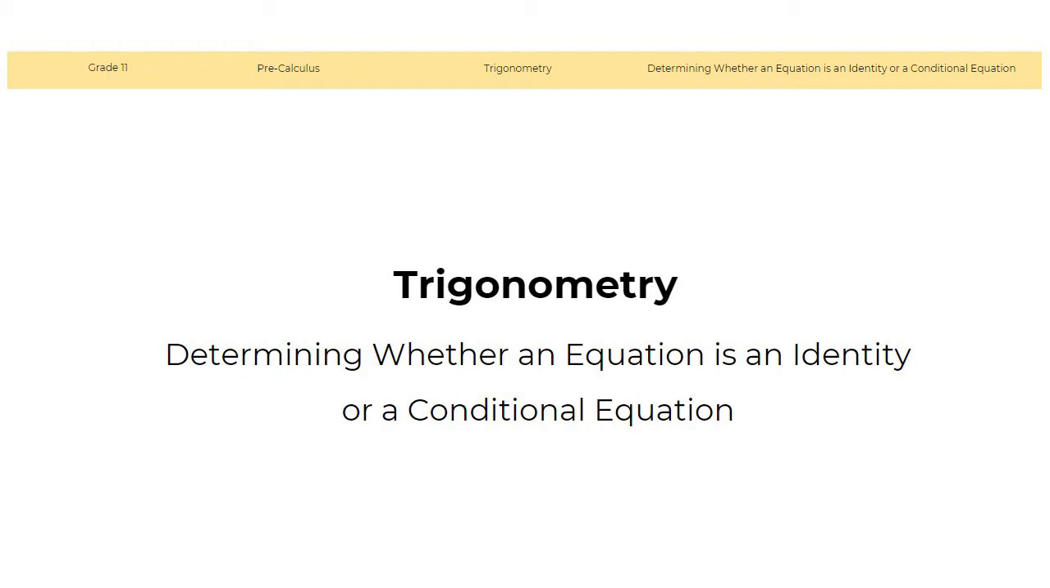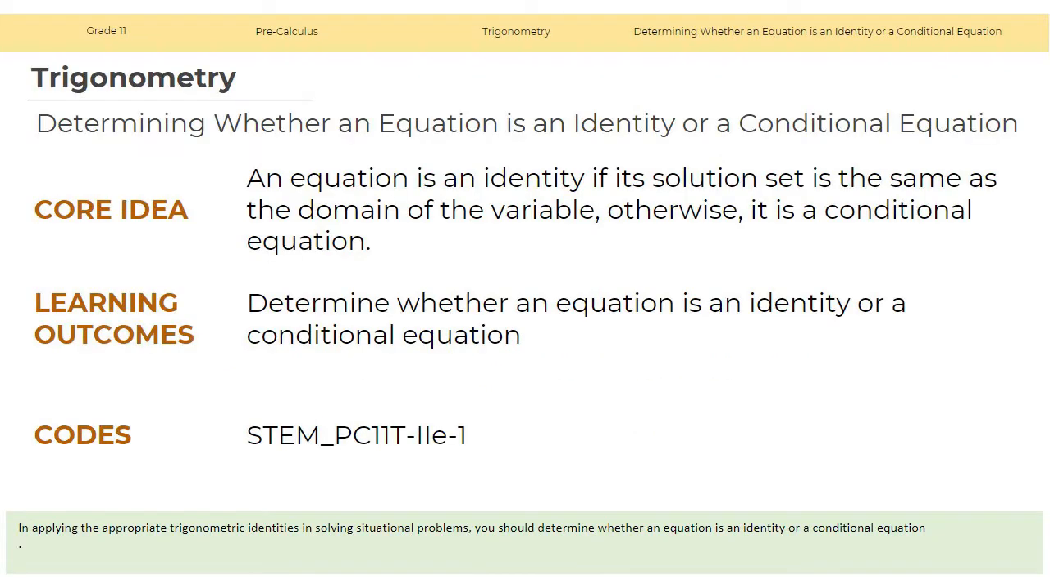Good day, students. In this session, we're going to discuss determining whether an equation is an identity or a conditional equation. So, the core idea: an equation is an identity if its solution set is the same as the domain of the variable. Otherwise, it is a conditional equation. So, for the learning outcomes, determine whether an equation is an identity or a conditional equation.